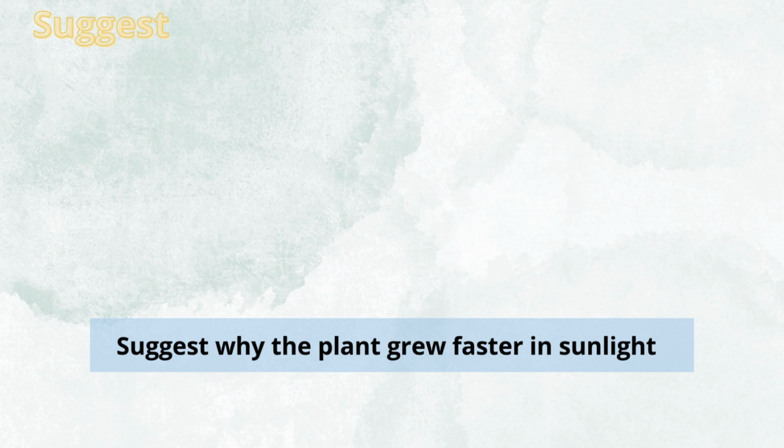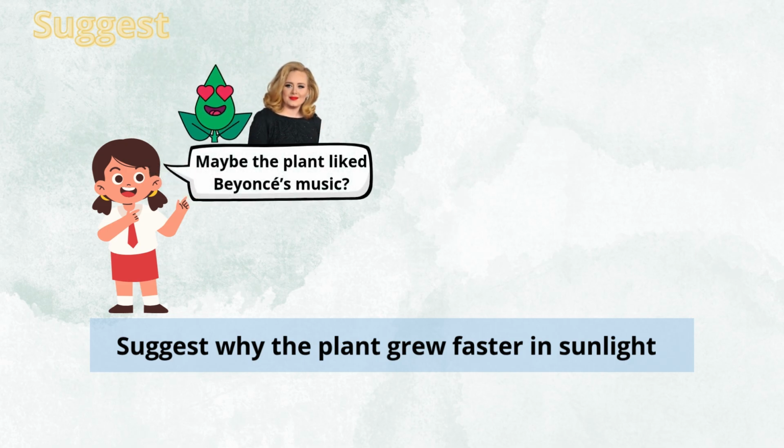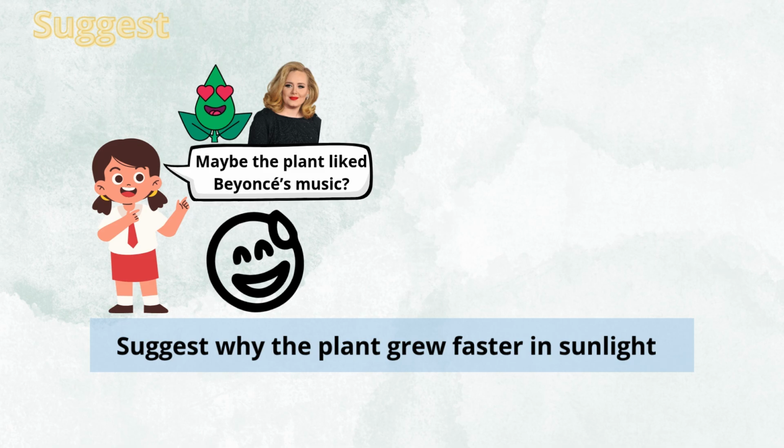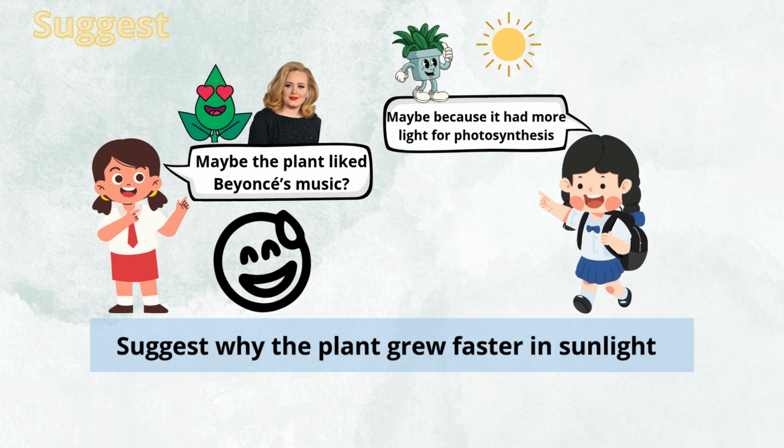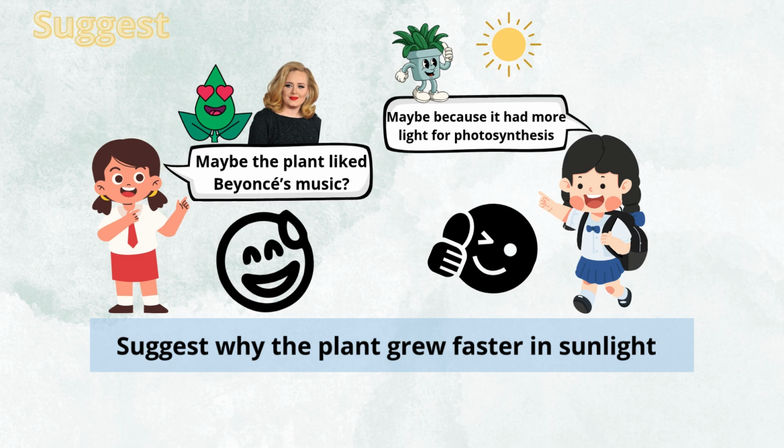Suggest. Imagine your science exam says, suggest why the plant grew faster in sunlight. You might feel like guessing widely. Maybe the plant liked Adele's music? Nope, that's not what suggest means in science. Suggest means offer a possible answer, one that actually makes sense. Like, maybe the plant had more light for photosynthesis. That's a reasonable guess. So next time you see the word suggest, don't go full fortune teller or make random guesses. Just think, use what you know, and offer a smart possibility.